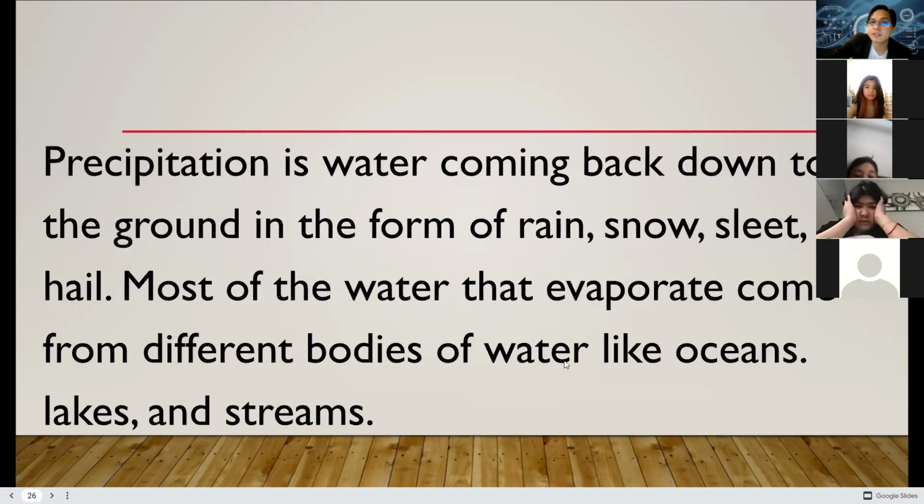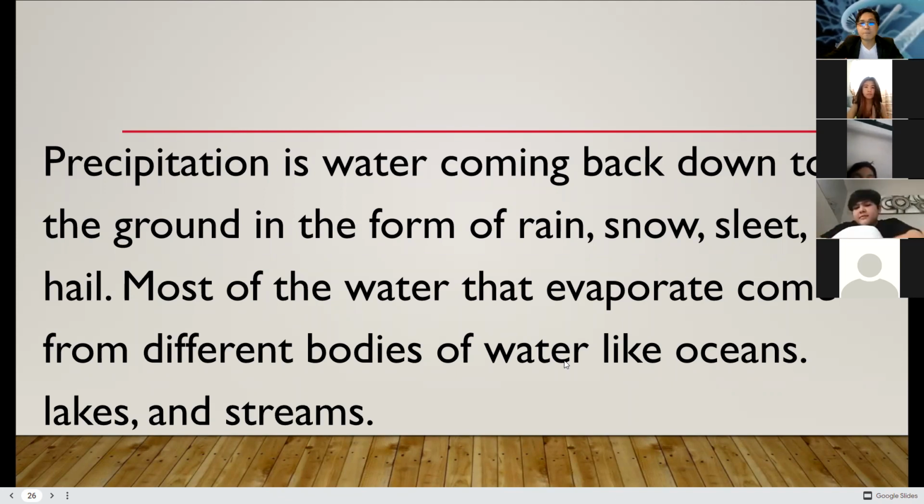Precipitation, on the other hand, is water coming back down after condensation to the ground in the form of rain, snow, sleet, or hail. Have you seen a hailstorm? Hailstorm, are you familiar? Yes, sir. It's like ice cubes raining. Correct. It looks like raining ice cubes.